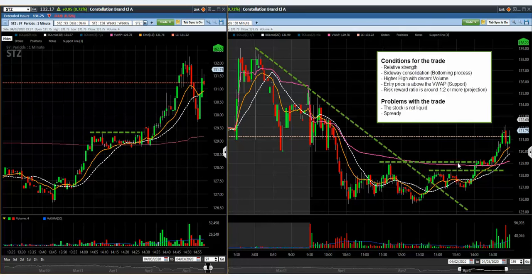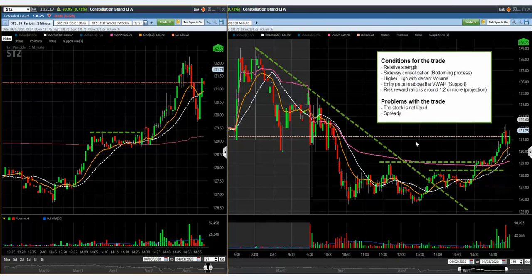So the relative strength for this stock is much stronger than the S&P, and it was down maybe 1% while the S&P was down like 3% or more. Just so you know, all right. So that's one thing. And then the sideways consolidation, the bottoming process, I just talked to you about that.